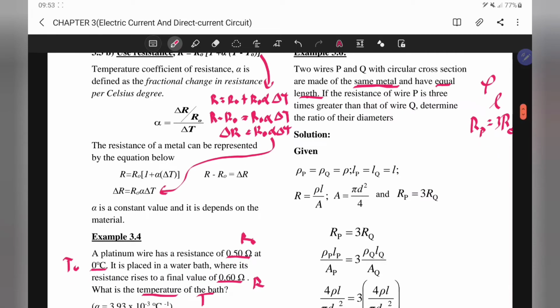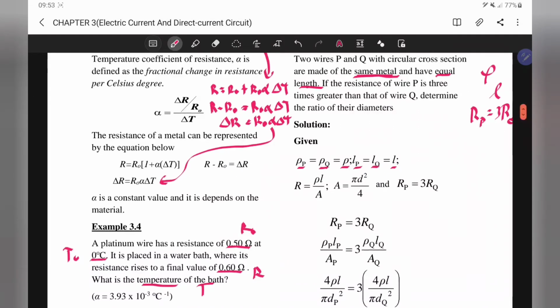Alright, so what do we have now? First, rho P and rho Q are equal to each other, we take it as rho only. And then the length of wire P and Q also equal to each other, we take it as L. From the equation of resistance equals resistivity times L over A, where A equals pi d squared over 4, because the shape of the cross-section area given is circular, isn't it? And then RP is triple RQ. So from this we start the calculation.